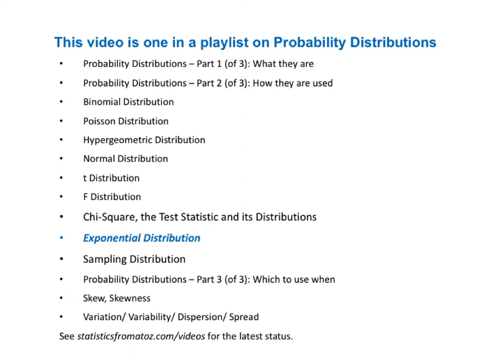This video is one in a playlist on probability distributions. The playlist is planned to include a three-part series on distributions as a whole, plus individual videos on 9 different types of distributions, as well as several on the properties of distributions. See statisticsfromatoz.com/videos for the latest status of this work. You may find it helpful to view the first 2 videos before viewing this one, but that is not required.